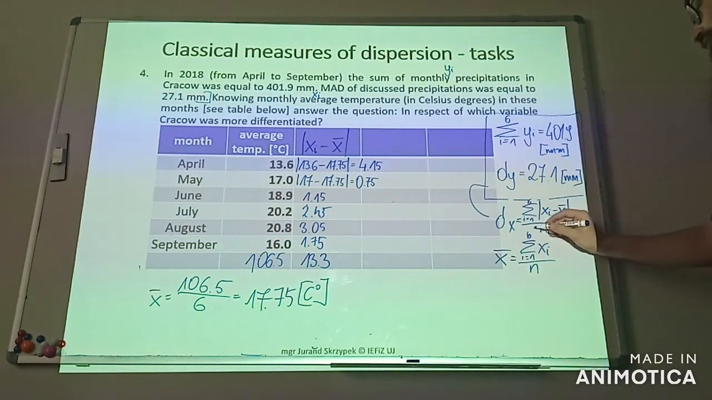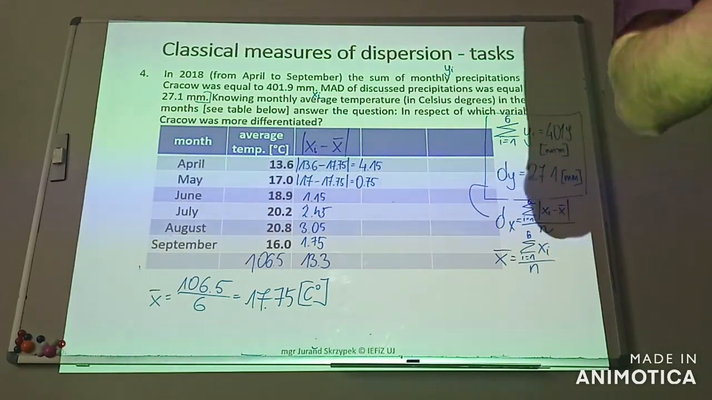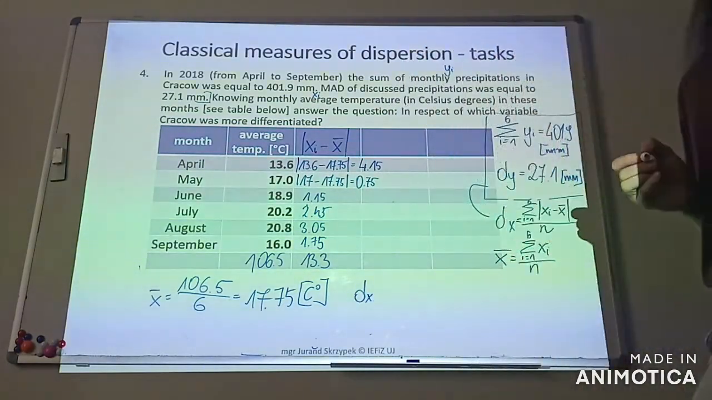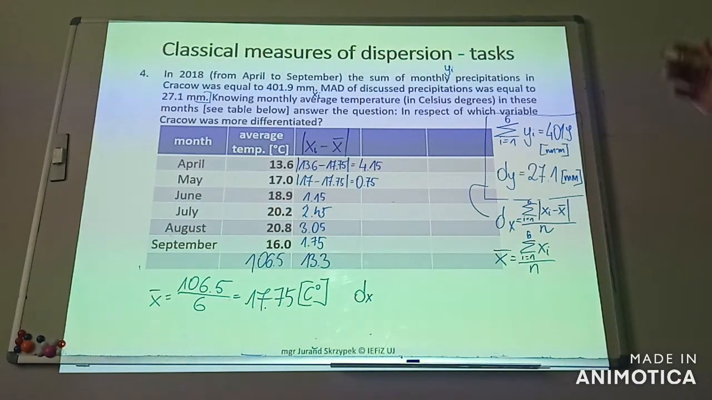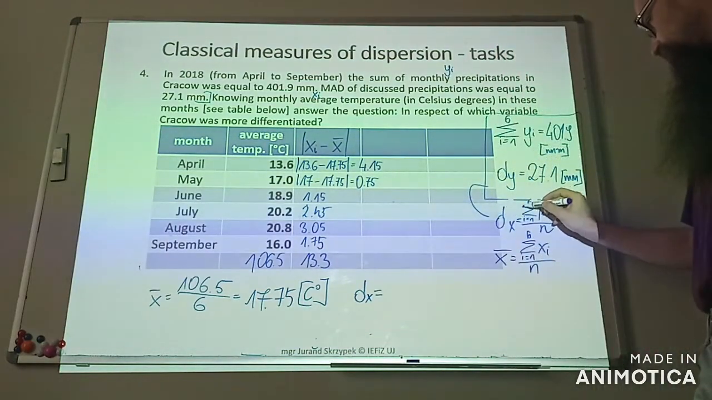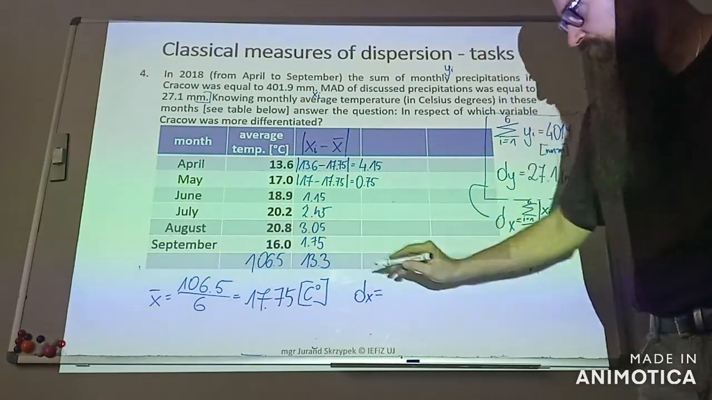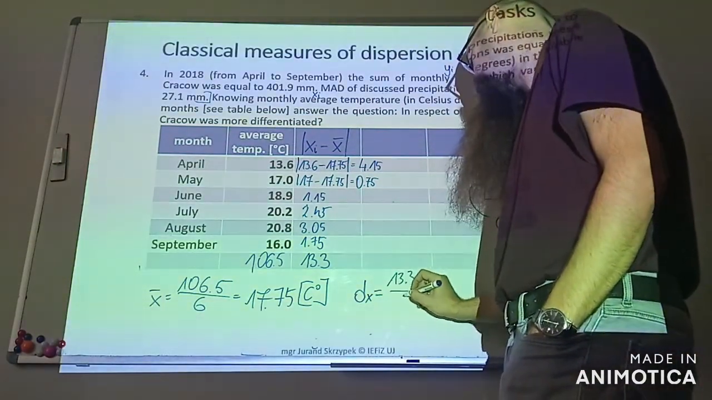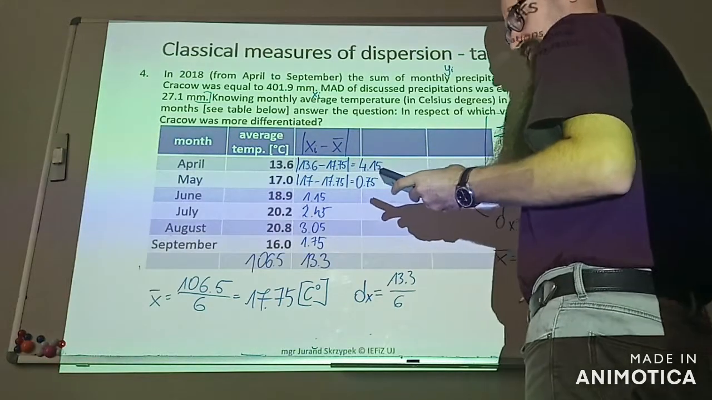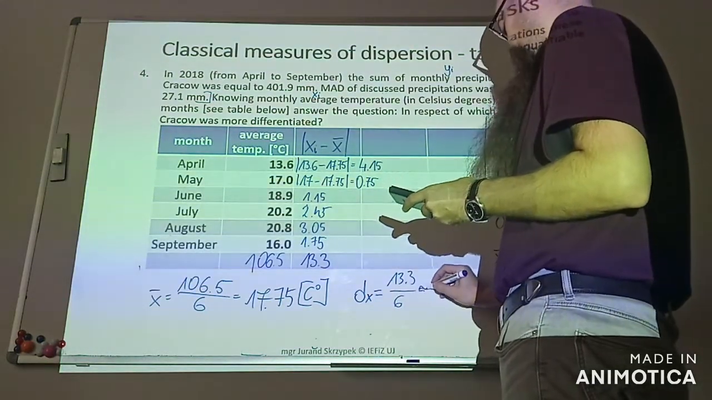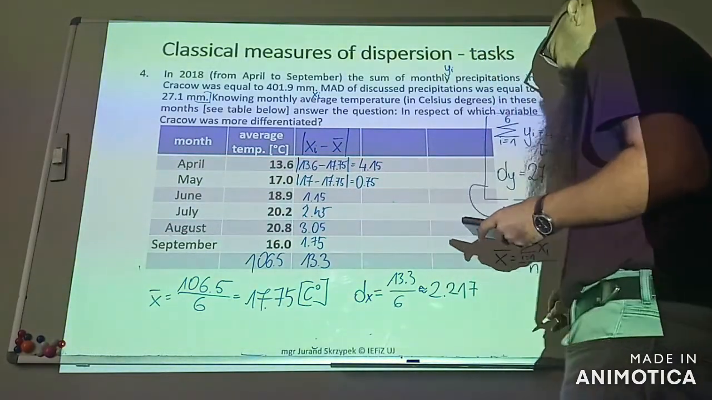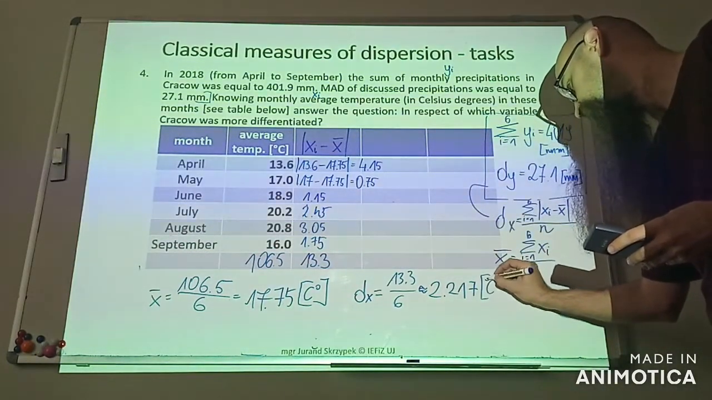And now finally I can compute the mean absolute deviation of monthly average temperature in this time period. dx is equal to, as you can see, the sum of the modules, 13.3, divided by 6. 13.3 divided by 6 is approximately 2.217 Celsius degrees.